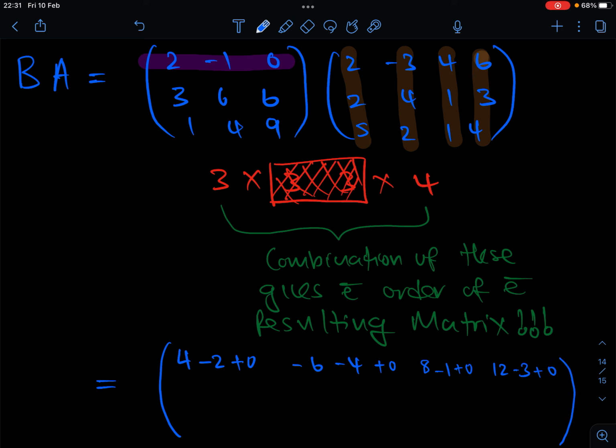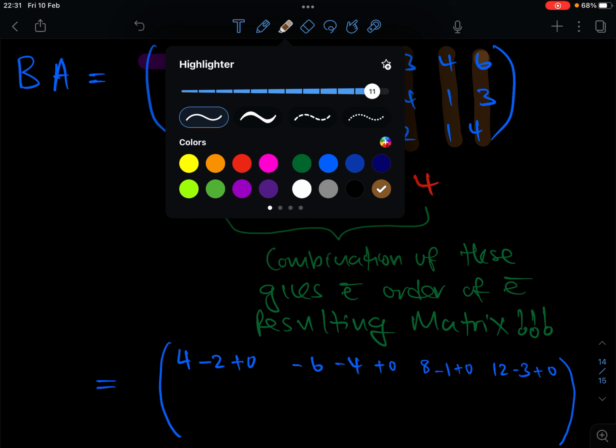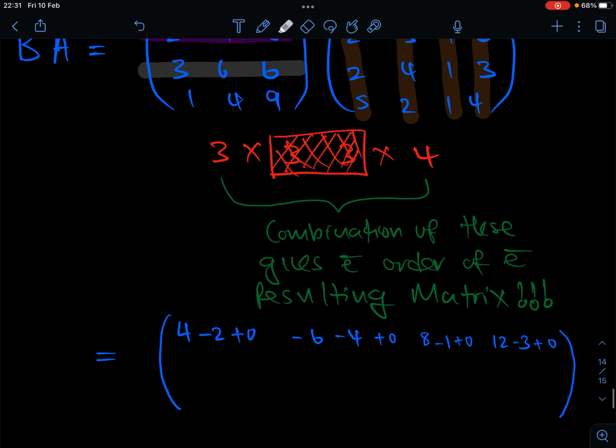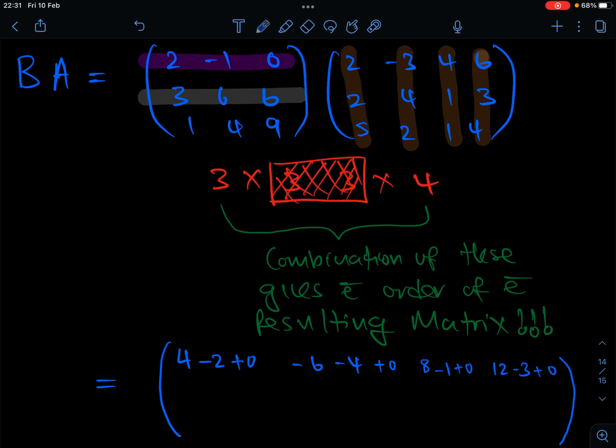So now I'm done with the first row because I've been fixing this row whilst I was moving through the columns. Now I'm going to change. I'm going to shift to this row, but with this row, I'm going to move through all the columns in the second matrix. So let's go again. Now I'm using the second column, so the answer that I'm writing also must lie in the second column.